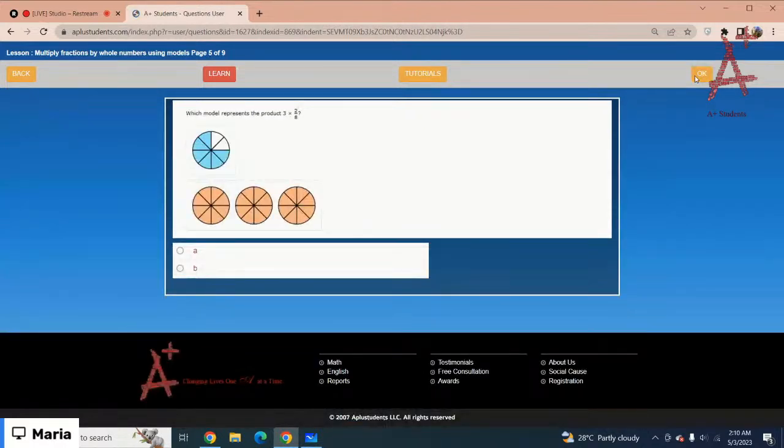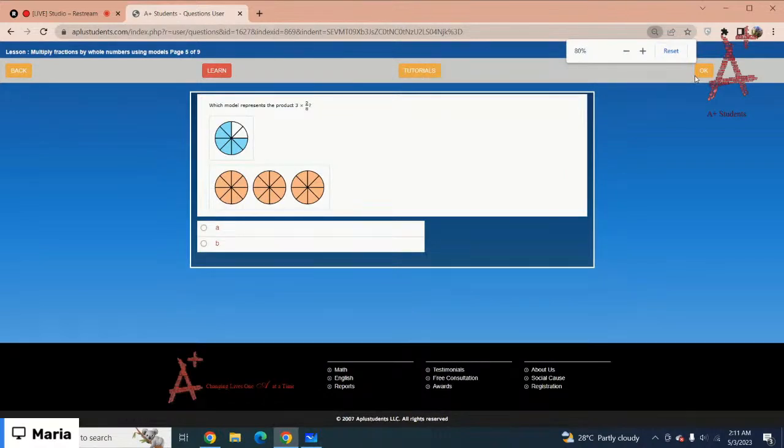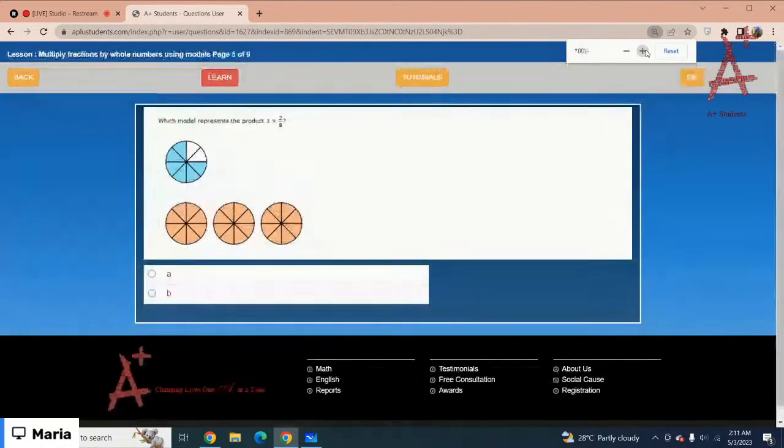3 times 2 over 8, which is the correct option, A or B? 3 times 2 over 8 means you must have three shapes, and all three shapes have eight portions, and out of the eight portions, two of them are colored. So which is the correct option?